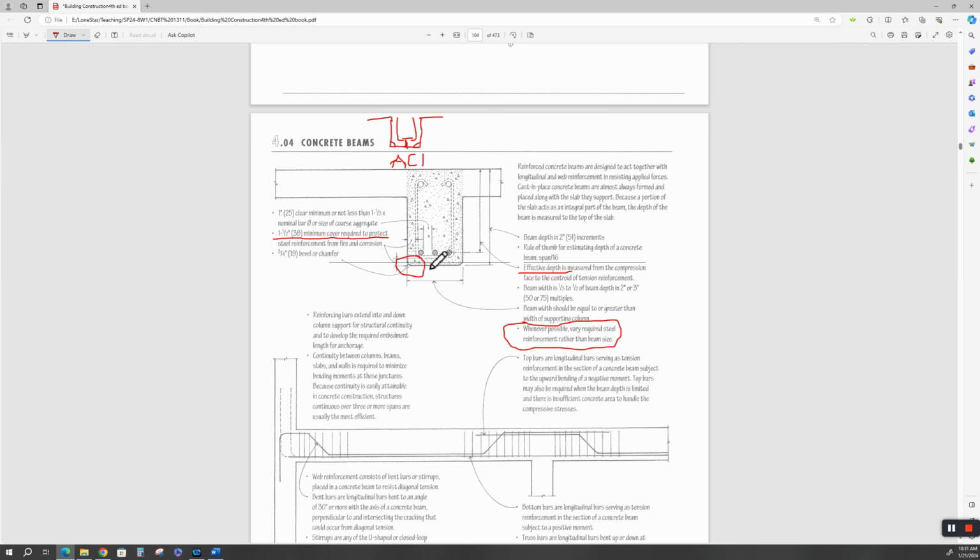Because what happens if you increase the size of the beam? Remember, concrete weighs 150 pounds a cubic foot. Well, if I can get by with an 18-inch deep concrete beam, but because I want to save on rebar I go with a 30-inch concrete beam, I've just increased the weight of my structure for no good reason. But you don't want so much reinforcement in here that you can't get the concrete around it, because that's what makes this stuff work.